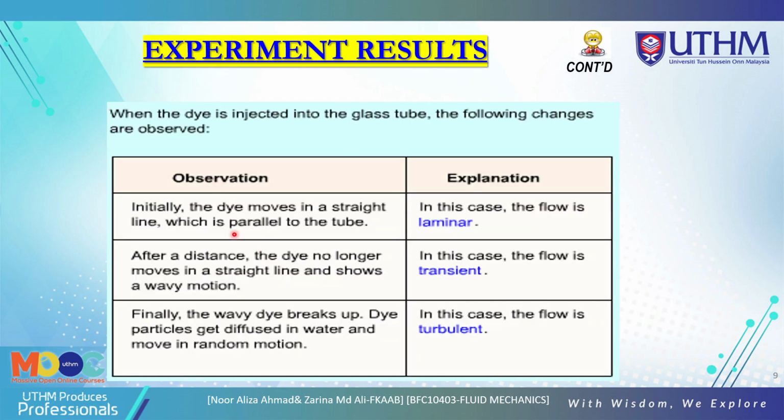Okay, based on the observation, when the dye moves in a straight line parallel to the tube, this is called laminar. After a distance, the dye no longer moves in a straight line and shows a wavy motion. This is called transition flow. Finally, the wavy dye breaks up, and the dye particles get diffused in water and move in random motion. This is called turbulent. So this is the Reynolds Osborne experiment.